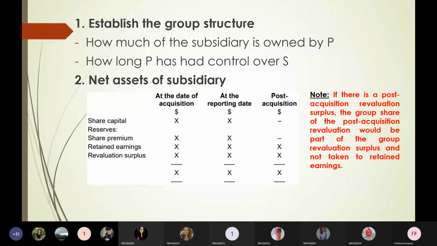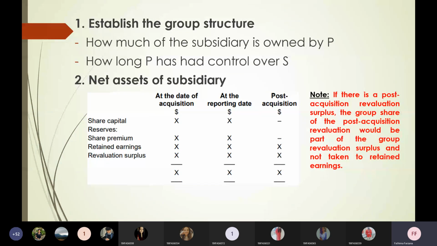For the computation, we'll be having pre-acquisition and post-acquisition. For example, if I acquired in the middle of the year, what is the profit before that, and how much is the profit after acquisition? All of this I must know.